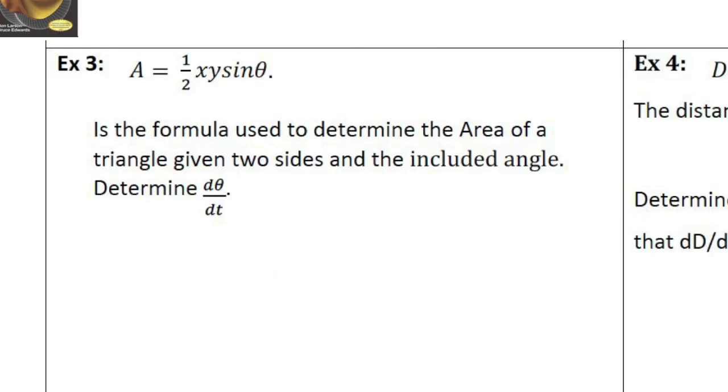So for example 3, we have the formula for the area of a triangle. Now this triangle in particular has 2 sides and the included angle. So if you were to find the area of a triangle with 2 sides and included angle, you could use this formula. Now, for this particular problem, we want to know dθ/dt. So how fast theta is changing with respect to time.